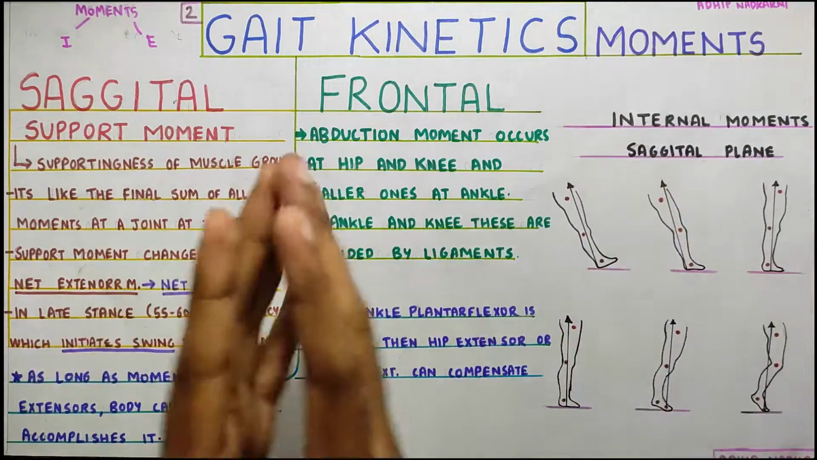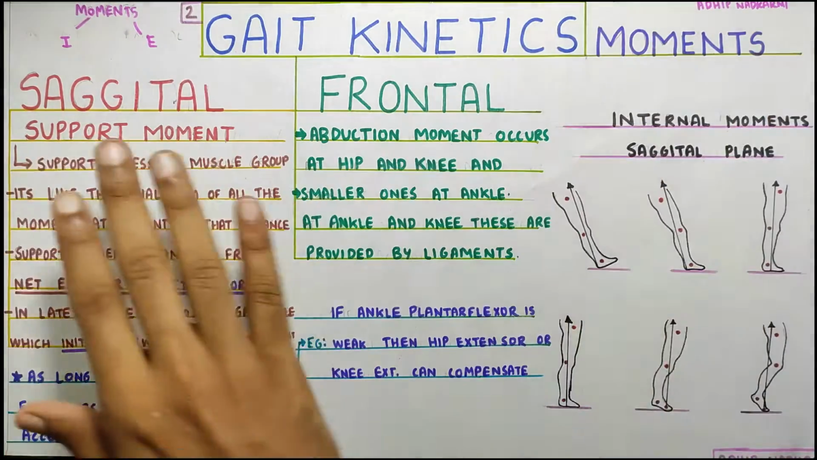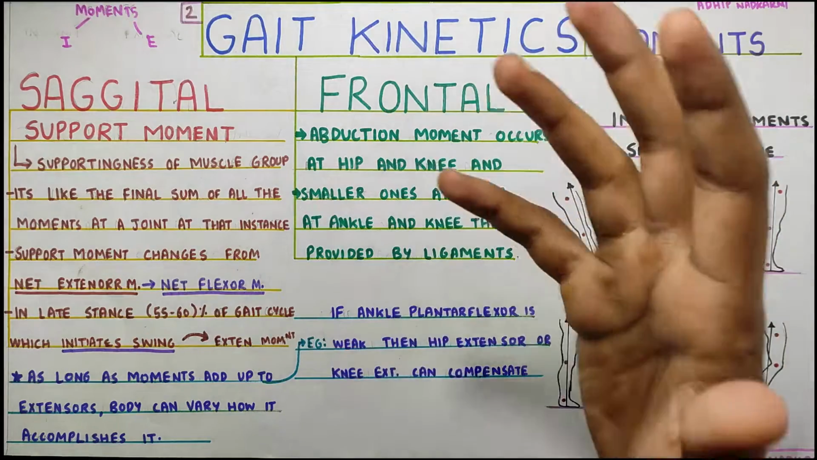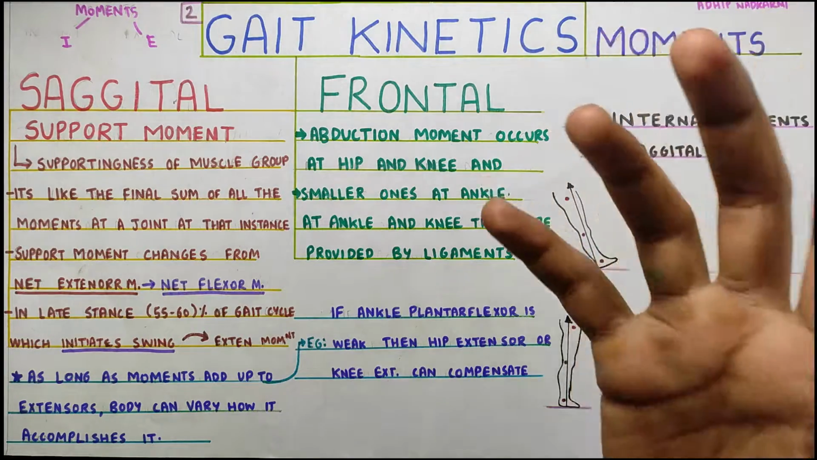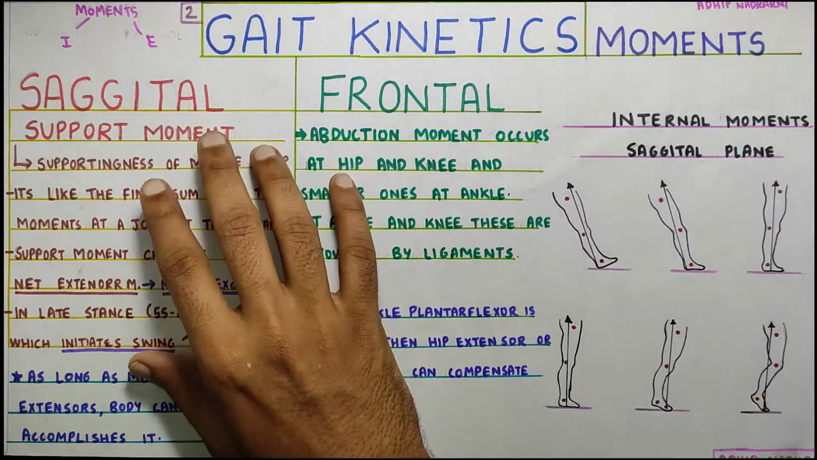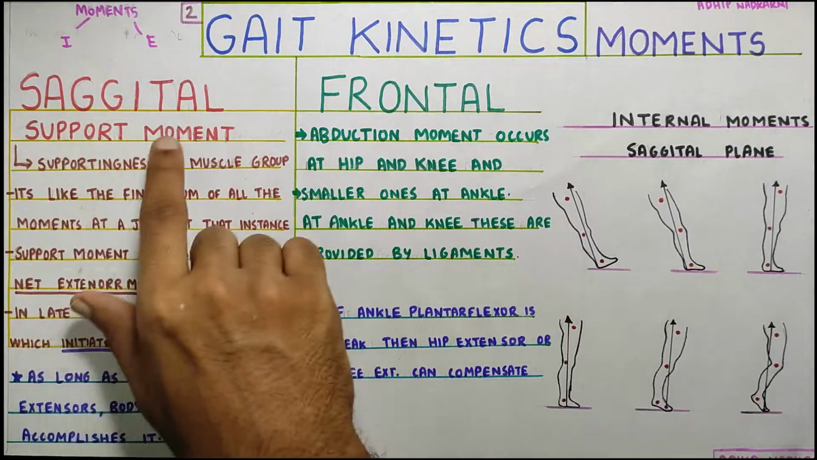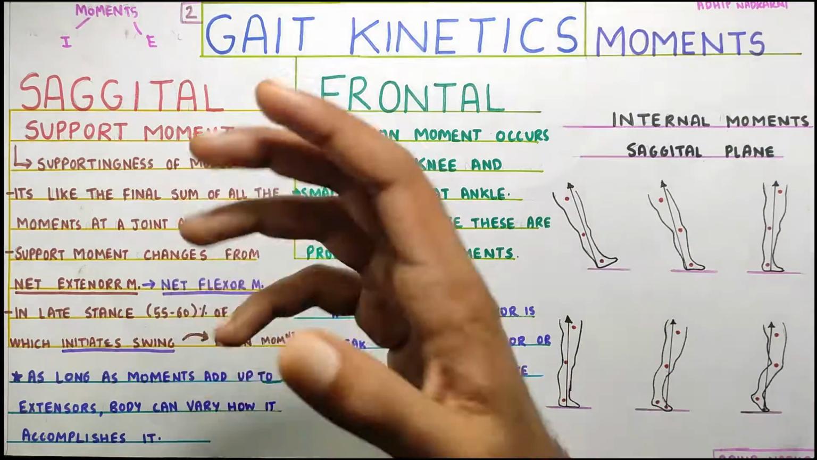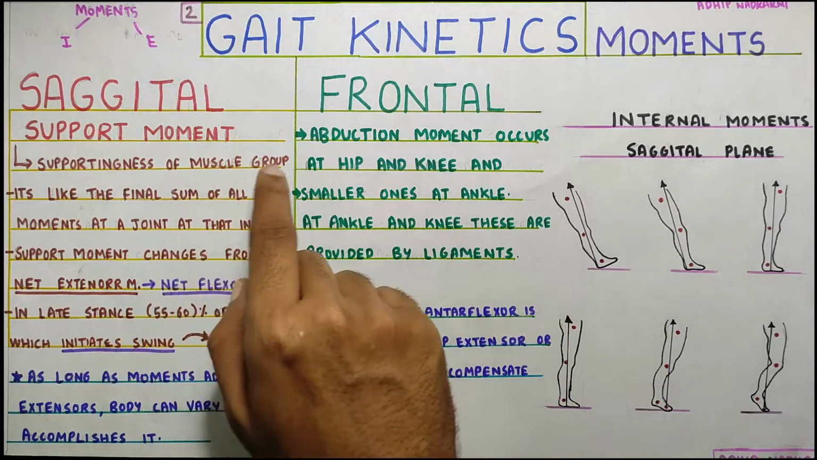So under the moments, we can look at it from different planes, correct? The sagittal, frontal, and transverse. We haven't taken the frontal and transverse into consideration because there is very little data on this. So coming to the sagittal plane, there is something called the support moment. Now this is basically the supportingness of your muscle group.